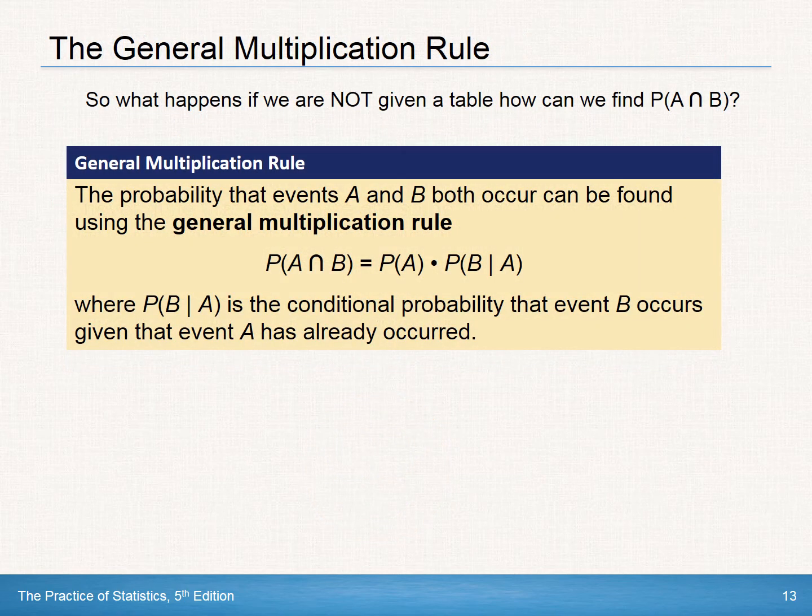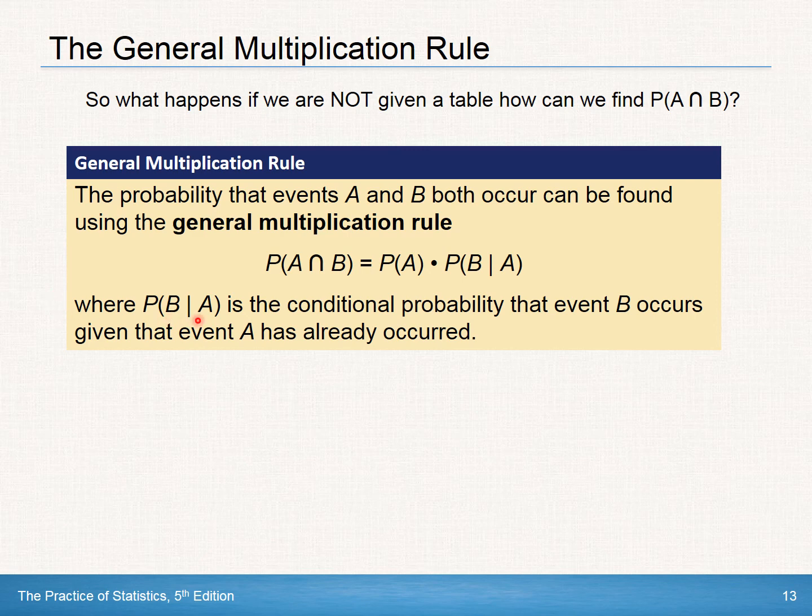All right, so let's just take a minute. We've talked about conditional probability. We're going to apply the general multiplication rule to the conditional probability. So what happens if we're not given a table? How do we find the probability of A and B actually occurring? We don't have that nice little table to find the intersection. The probability that events A and B both occur can be found using the general multiplication rule. The general multiplication rule tells us the probability of A and B is the probability of A times the probability of B given A.